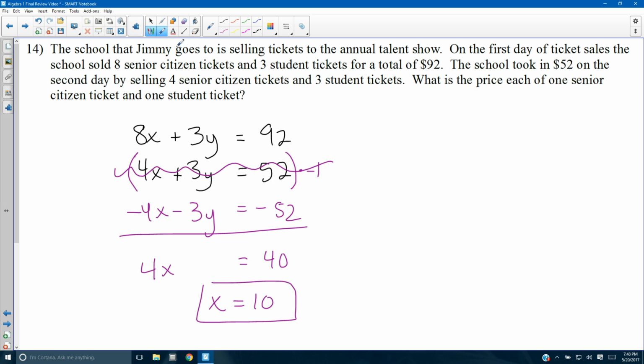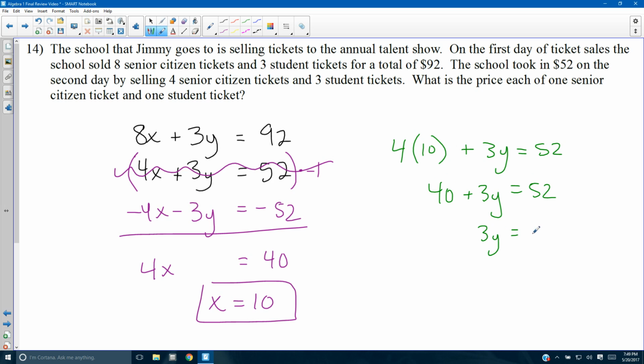Boom, solved for one of them. Now, as we don't have a y equals equation yet, we're going to have to substitute it into one of the original equations. I'll use the smaller numbers here. 4 times 10, which by the way is 40, that's how many dollars made from selling senior citizen tickets on that day. Plus 3y equals 52. 40, we said that was 40. Okay, 3y equals 12 and y equals 4.